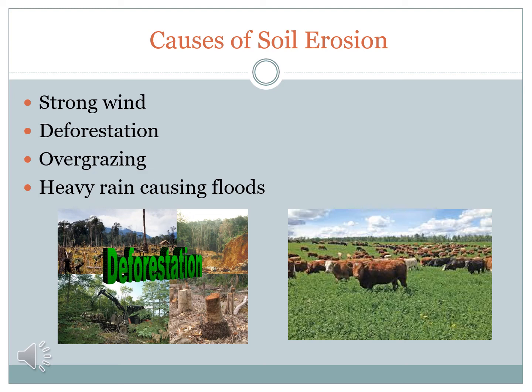Then next is overgrazing. Overgrazing means when we leave grazing animals on the same piece of land year after year, then that land becomes barren. So it also causes soil erosion. And the last cause is heavy rain causing floods. Sometimes heavy rain causes floods, and flood water can easily wash away the topmost fertile layer. So it can also cause soil erosion.